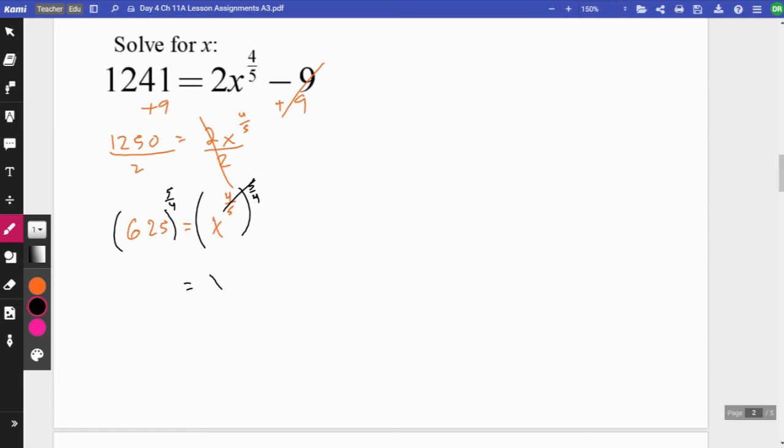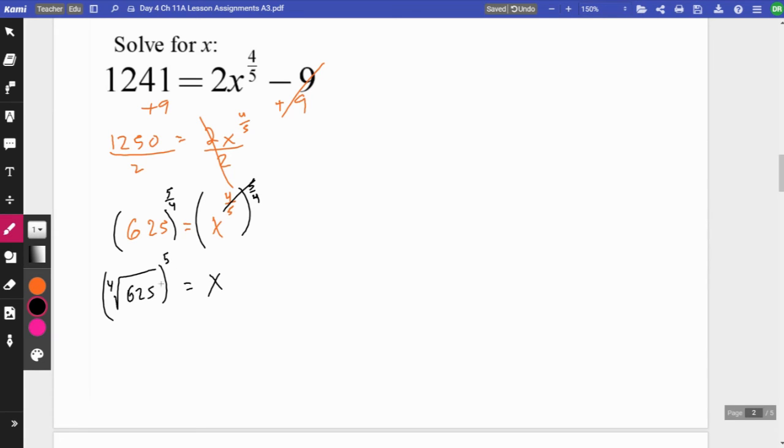So this becomes x. We did it, it's by itself. But we need to know what 625 to the 5/4 is. So I would write this as a radical, 4th root of 625. And recall from a prior video, the numerator becomes an exponent. I could put the 5 under here with the 625, but I'm going to choose to put it on the outside.